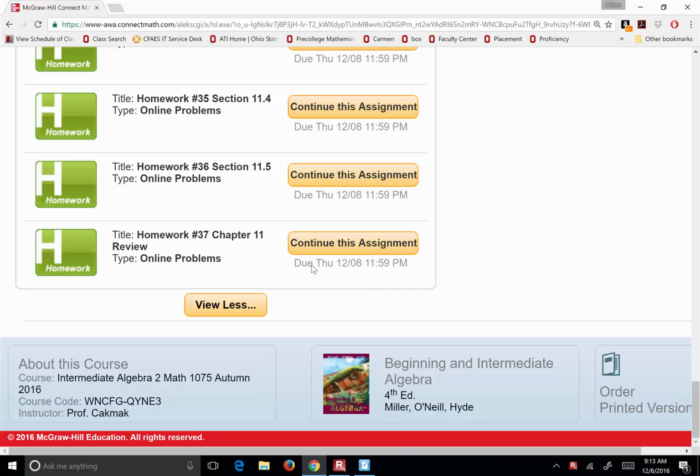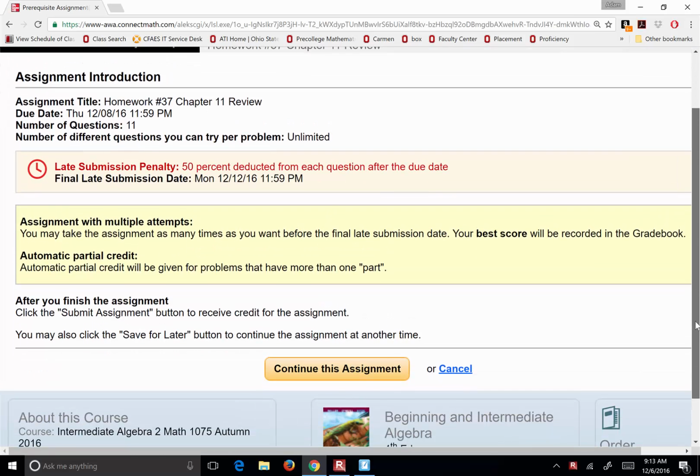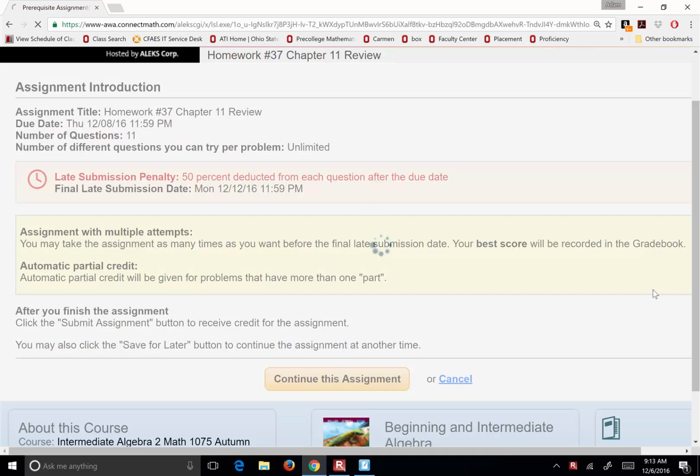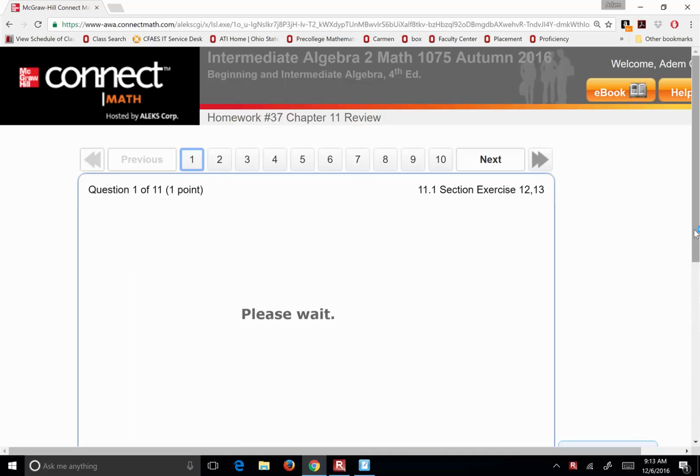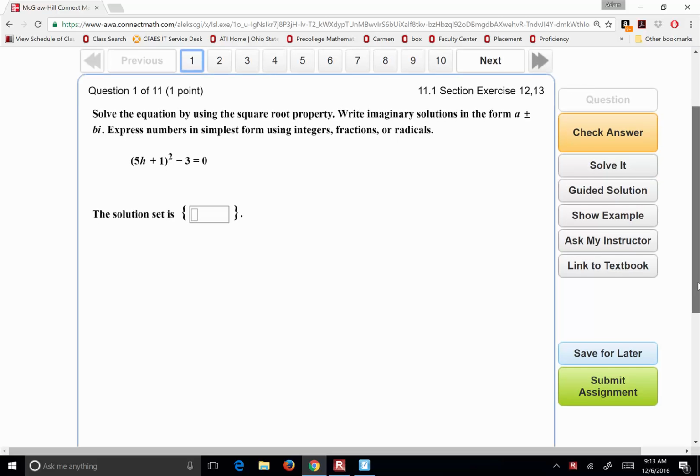So we're continuing with review of chapter 11 today. Please make sure you solve this homework, chapter 11 review, before exam. Again, final exam will cover first three exams, first three exam reviews, and chapter 11 review as well.